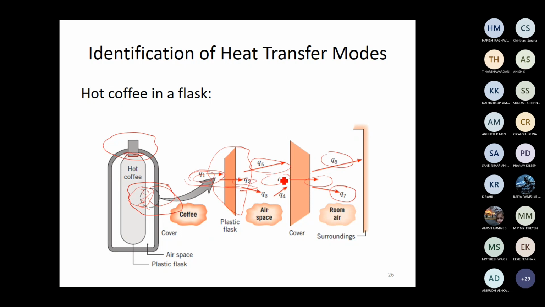Okay, so wherever there is a fluid here, there is convection, and there is a possibility of radiation. Wherever there is a solid surface, the predominant way of heat transfer is conduction. So in this way, you will have to choose and appropriately use the necessary equations.